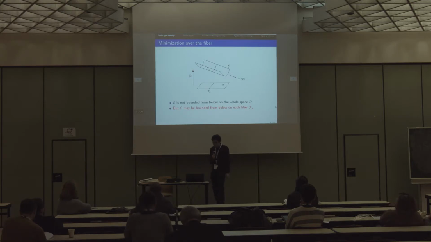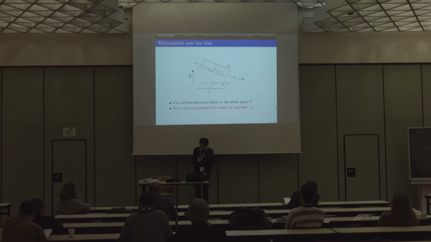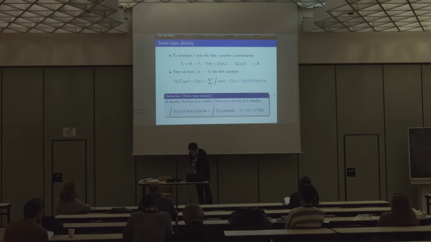Here is a picture of our setting. The functional E is not bounded from below on the whole space P, but this functional may be bounded from below on each fiber, because the fiber is a proper subset of the whole space. Okay, this is the problem.